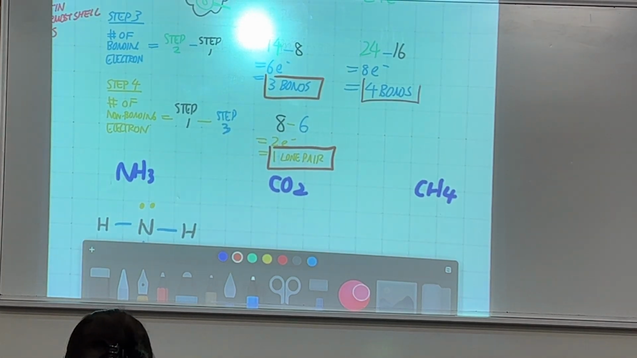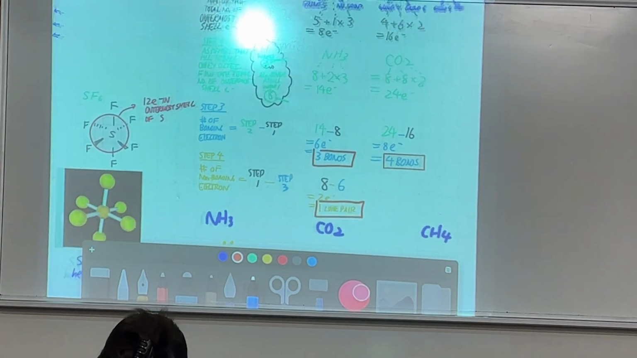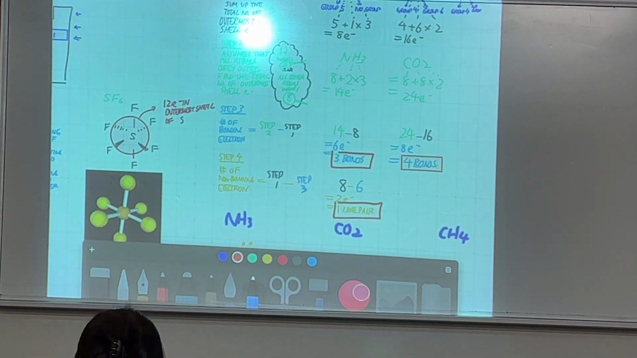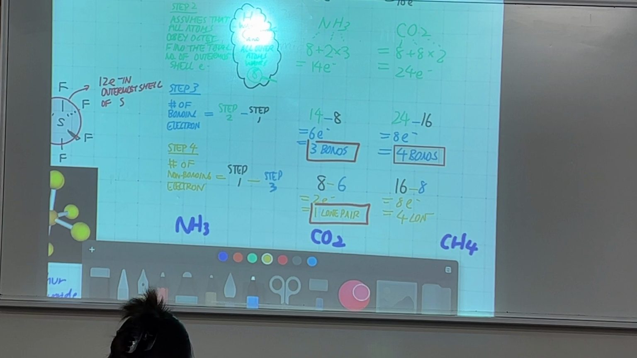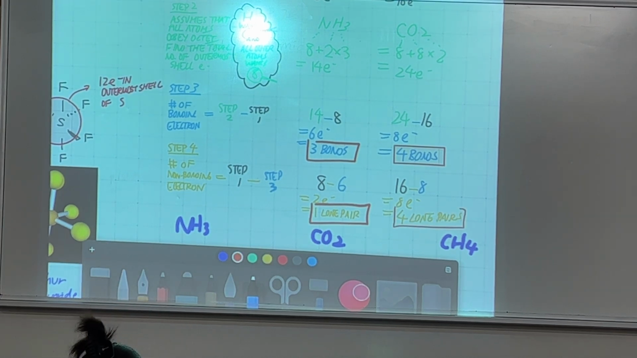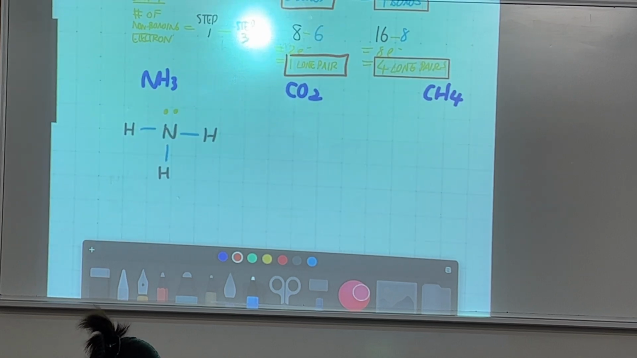So you have 4 bonds here, and then for the last step, what is the answer to the last step? 16 minus 8 is 8. That means you have how many lone pairs? 4 lone pairs. So when you put 4 bonds and 4 lone pairs together, what is the structure like?